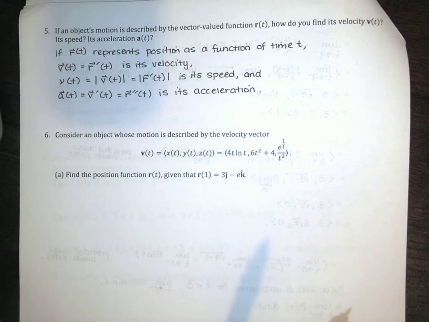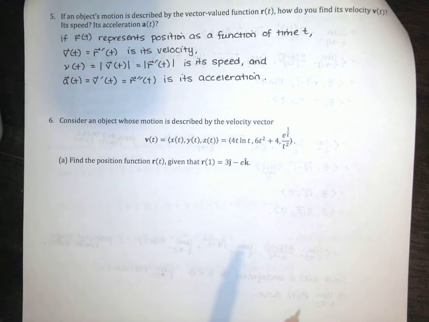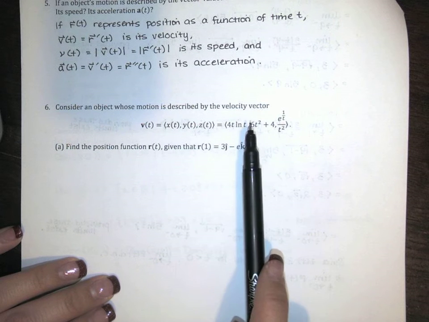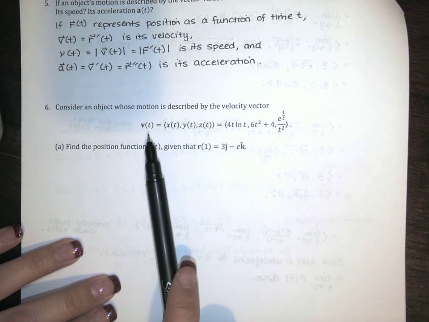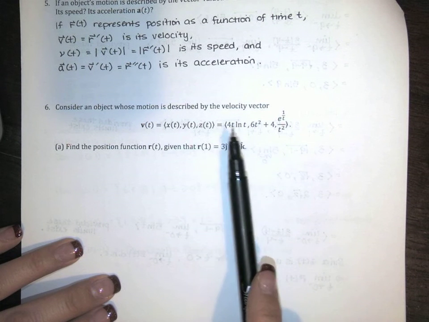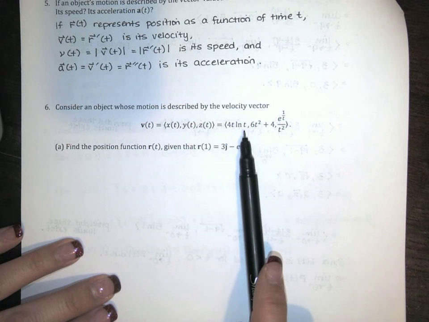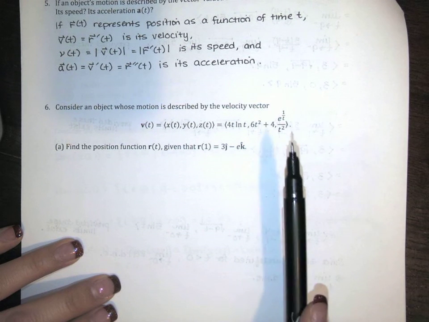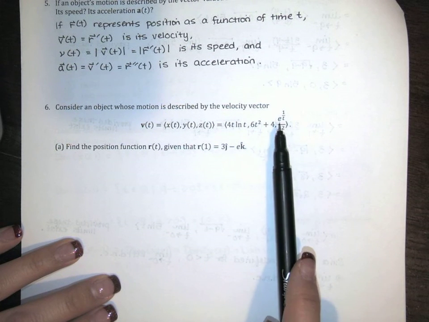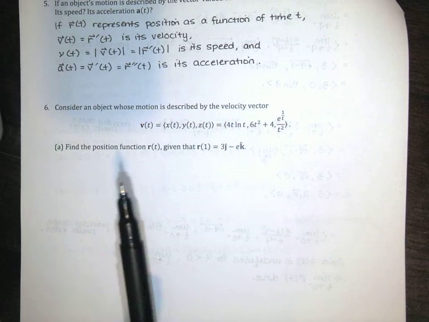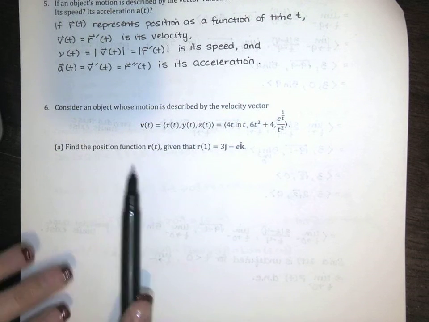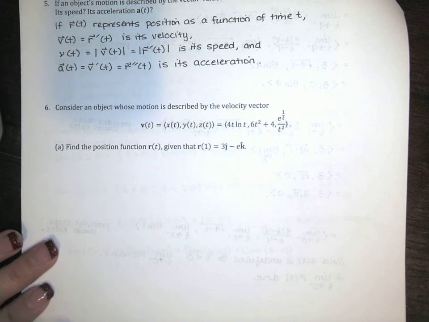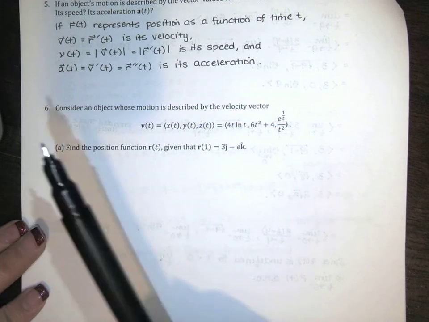So this is the way I asked you about this particular standard this time. So I said, consider an object whose motion is described by the velocity vector. So v of t has these components: 4t times natural log of t times i hat plus 6t squared plus 4 times j hat plus e to the 1 over t all divided by t squared times k hat. And I'm asking you to find position, and I'm giving you some position at time t equals 1. So that's going to allow us to get rid of the constants.